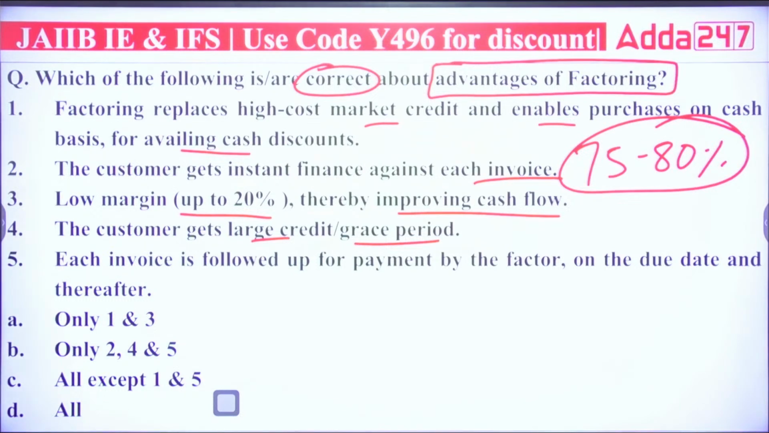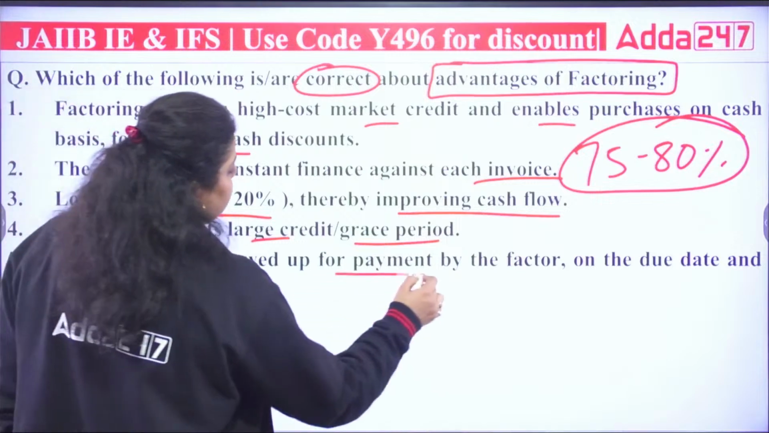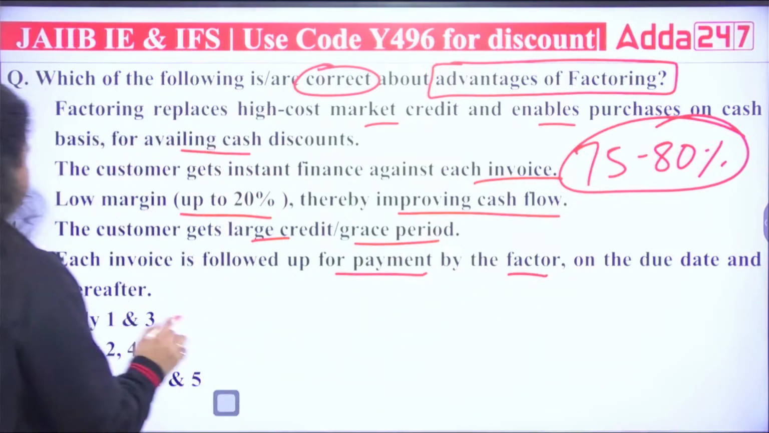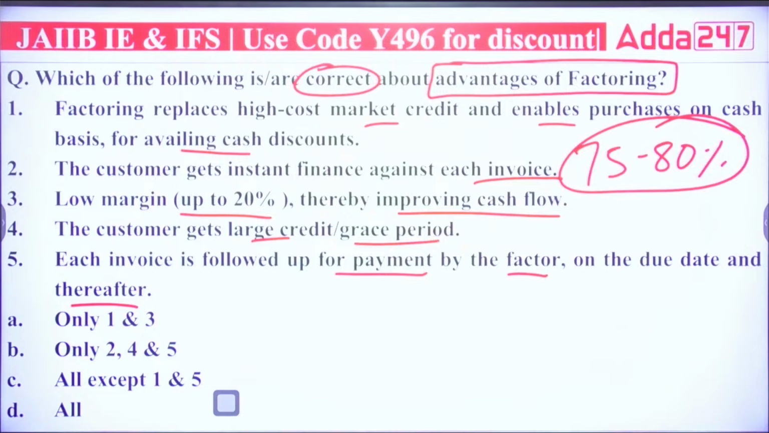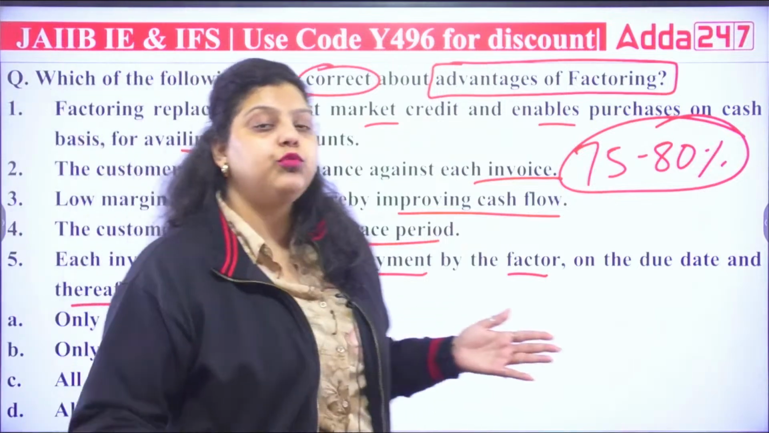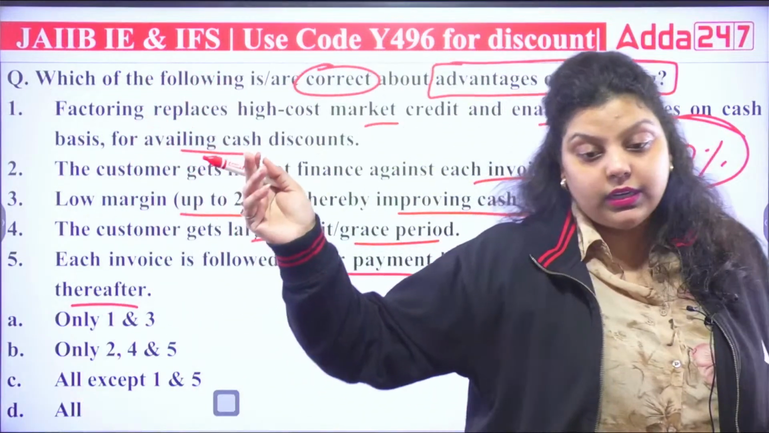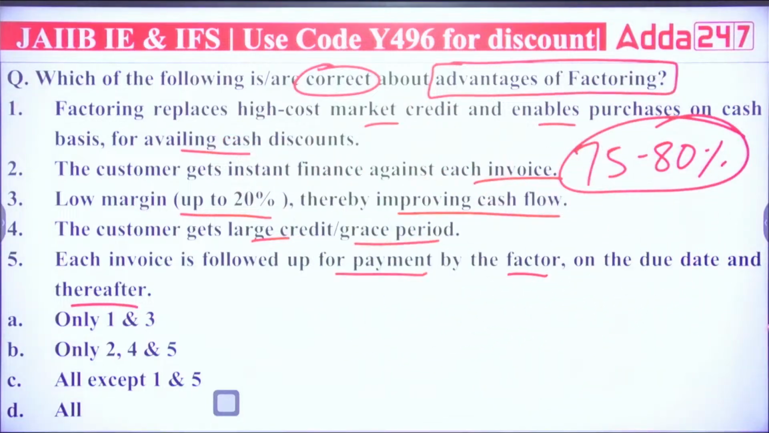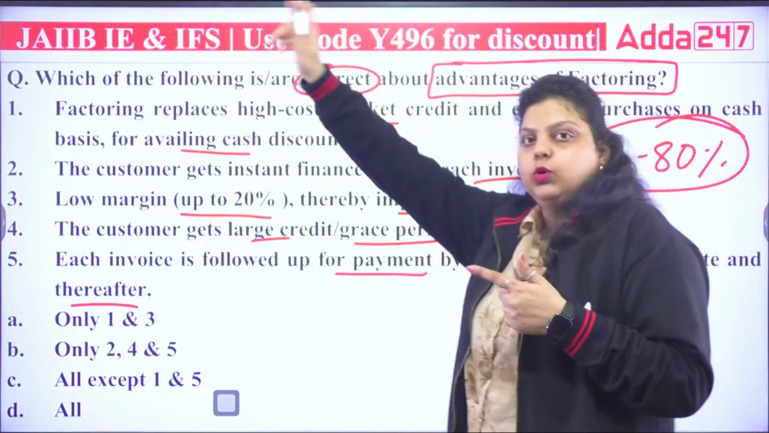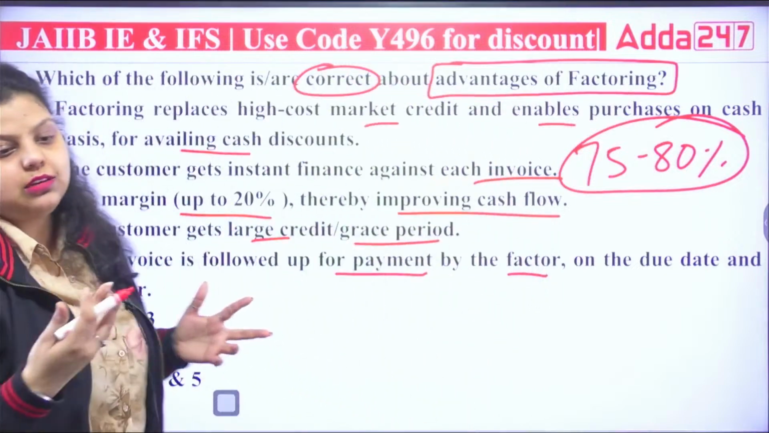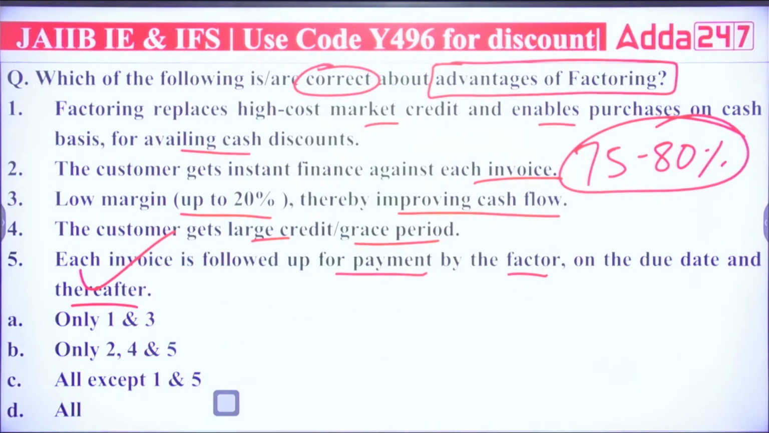Now next we have, each invoice is followed up for payment by the factor on the due date and thereafter. So it's very true. The seller does not have to go to the buyer on the due date. It is the responsibility of the factor now. On the due date, the factor will go to the buyer and ask for payment. So that responsibility is not of the seller.